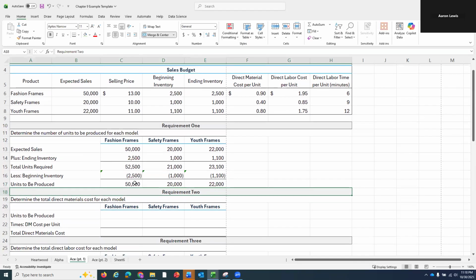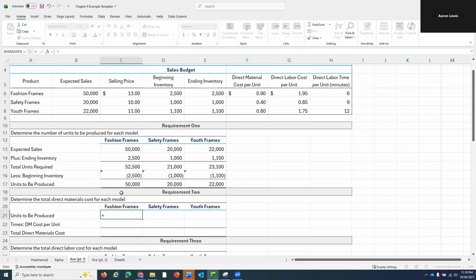So what is this going to cost us in terms of materials? Well, I just take my units to be produced, just calculated up above, 50,000, 20,000, and 22,000 respectively. And I multiply it by the cost per unit for materials that's given in the problem. Fashion frames cost 90 cents a piece. Safety frames, in terms of materials, cost 40 cents a piece. And youth frames cost 80 cents a piece. And now I just got to multiply.